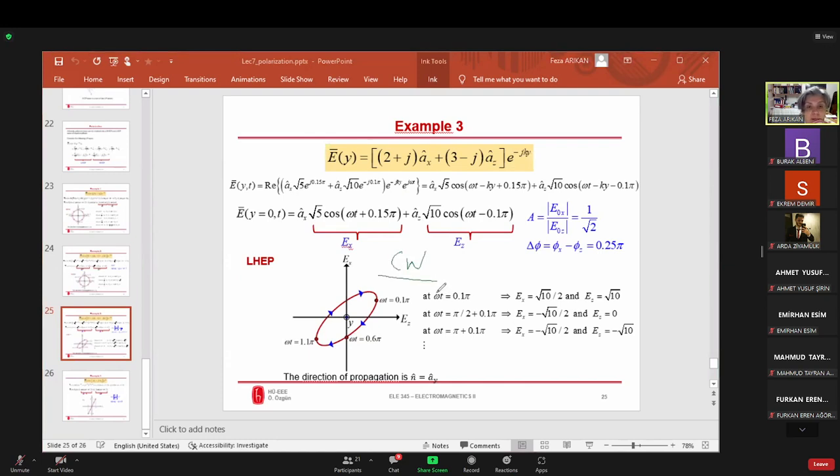Elliptical polarization with the clockwise sense. Any questions from this example?